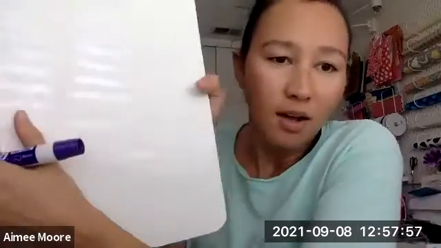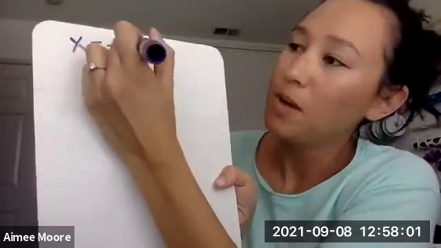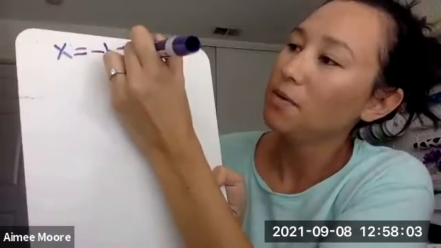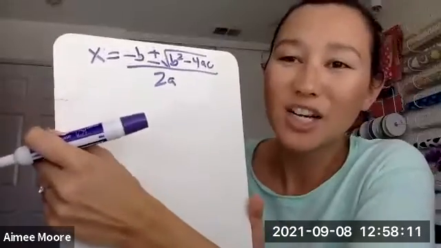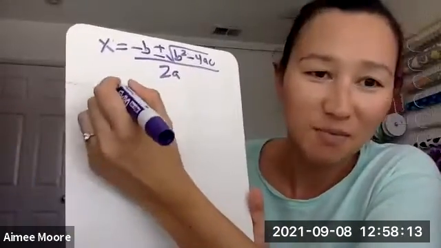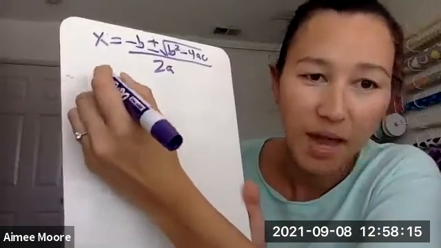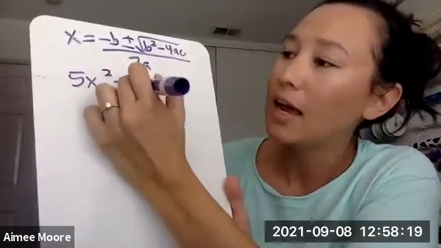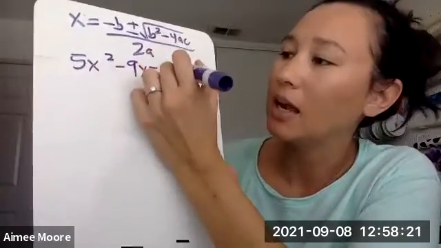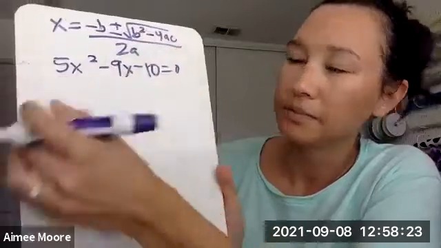Okay, so quadratic formula says x equals negative b plus or minus the square root of b squared minus 4ac divided by 2a. Those of you joining, if you're here for geometry, we'll get started here in just a few minutes. I'm finishing up algebra. Okay, so if we have 5x squared minus 9x minus 10 equals 0.